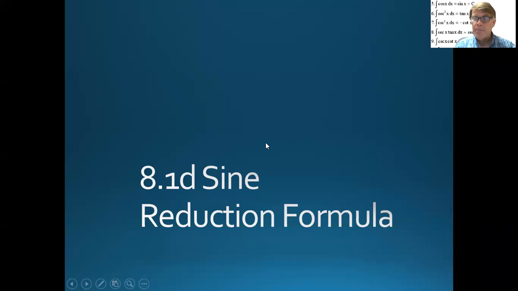One more example of integration by parts. This is the 6th example in James Stewart's Calculus 6th edition textbook for the first section of the chapter, which is on integration by parts. And he gives a sine reduction formula.